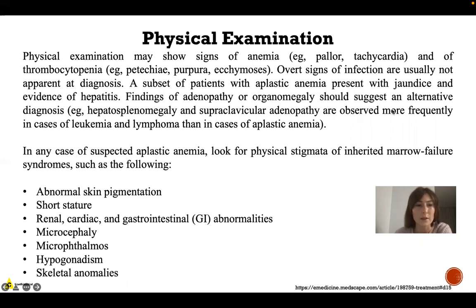In any case of suspected aplastic anemia, look for physical stigmata of inherited marrow failure syndrome, such as the following: abnormal skin pigmentation, short stature, renal, cardiac, and gastrointestinal abnormalities, microcephaly, microphthalmos, and hypogonadism.